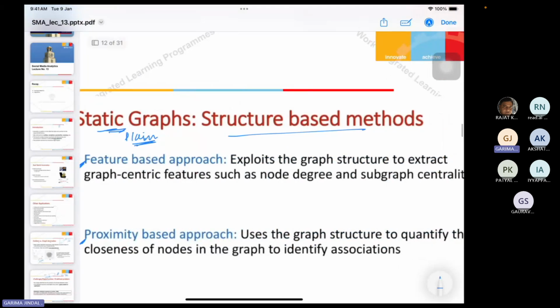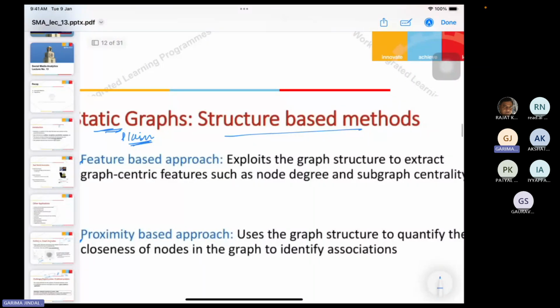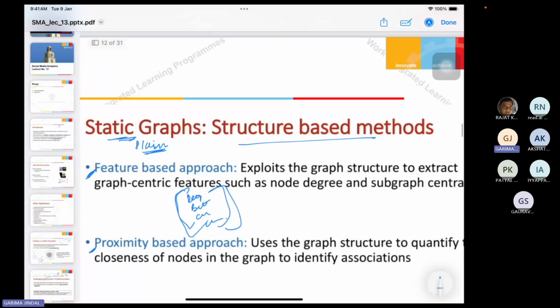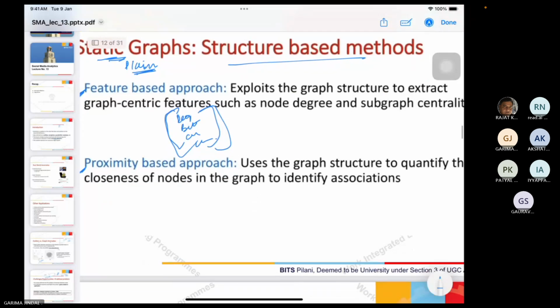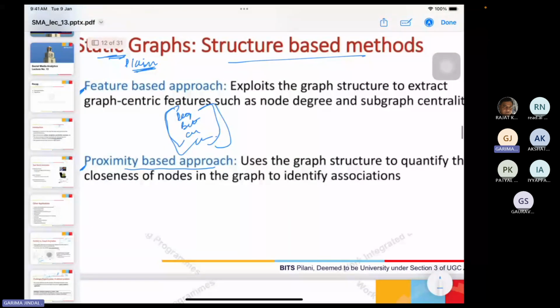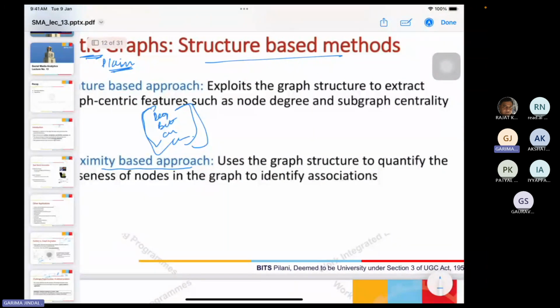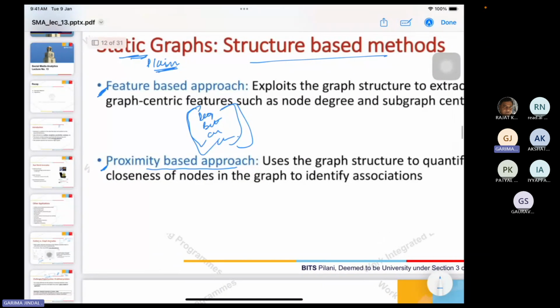Before midsem, we studied how, given a graph, you can identify different properties like degree, betweenness, closeness, then clustering coefficient, and so on. Now in this approach, we will be using these attributes, and based on these attributes, we will identify anomalies. Then next comes the proximity-based approach. What will happen in the proximity-based approach? It uses the graph structure to quantify the closeness of a node in the graph to identify whether it is an anomaly or not.